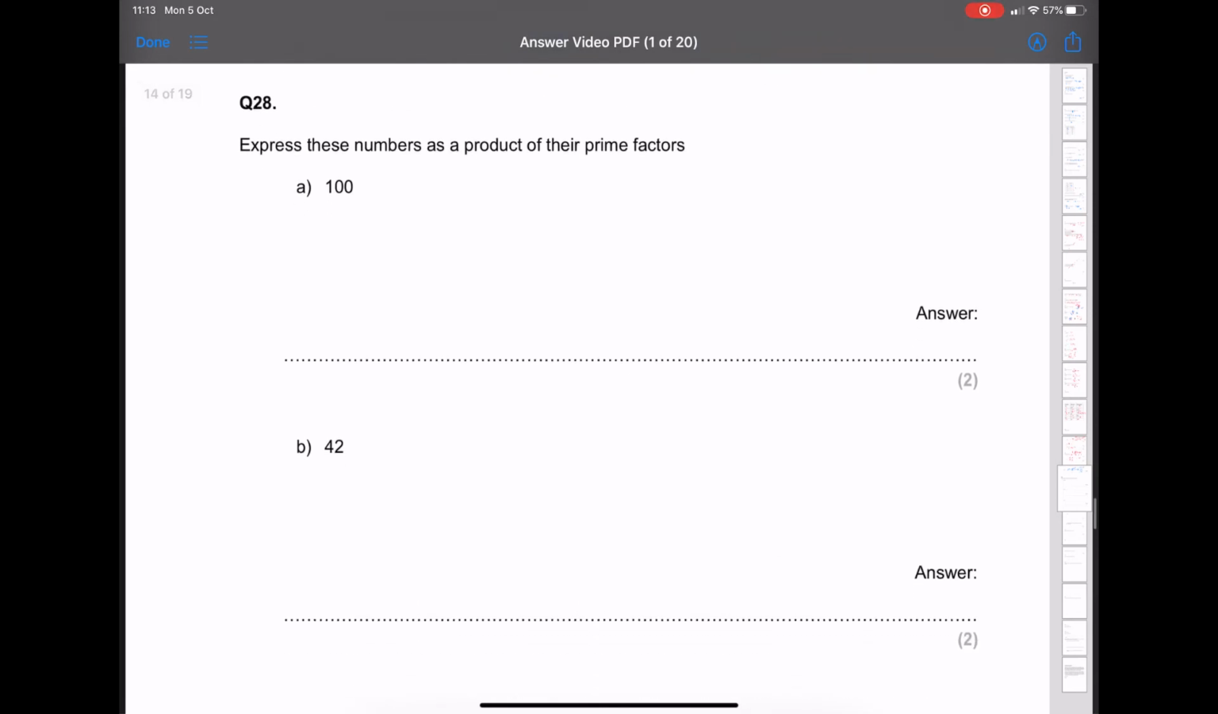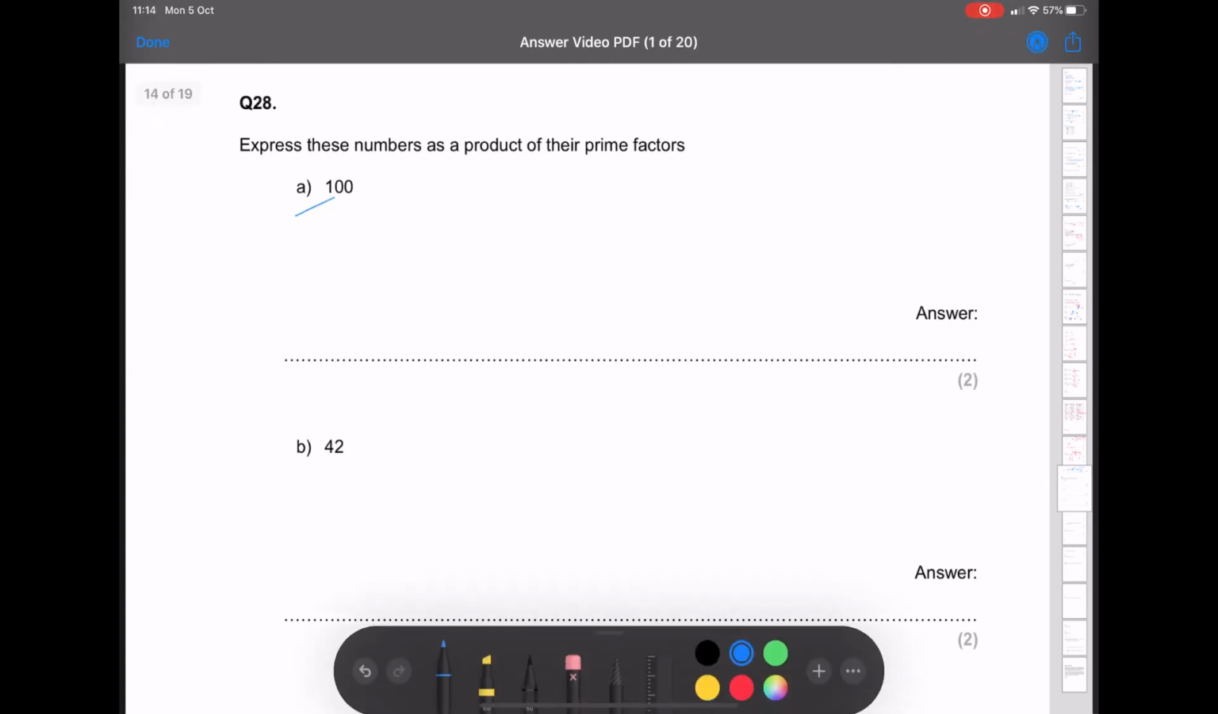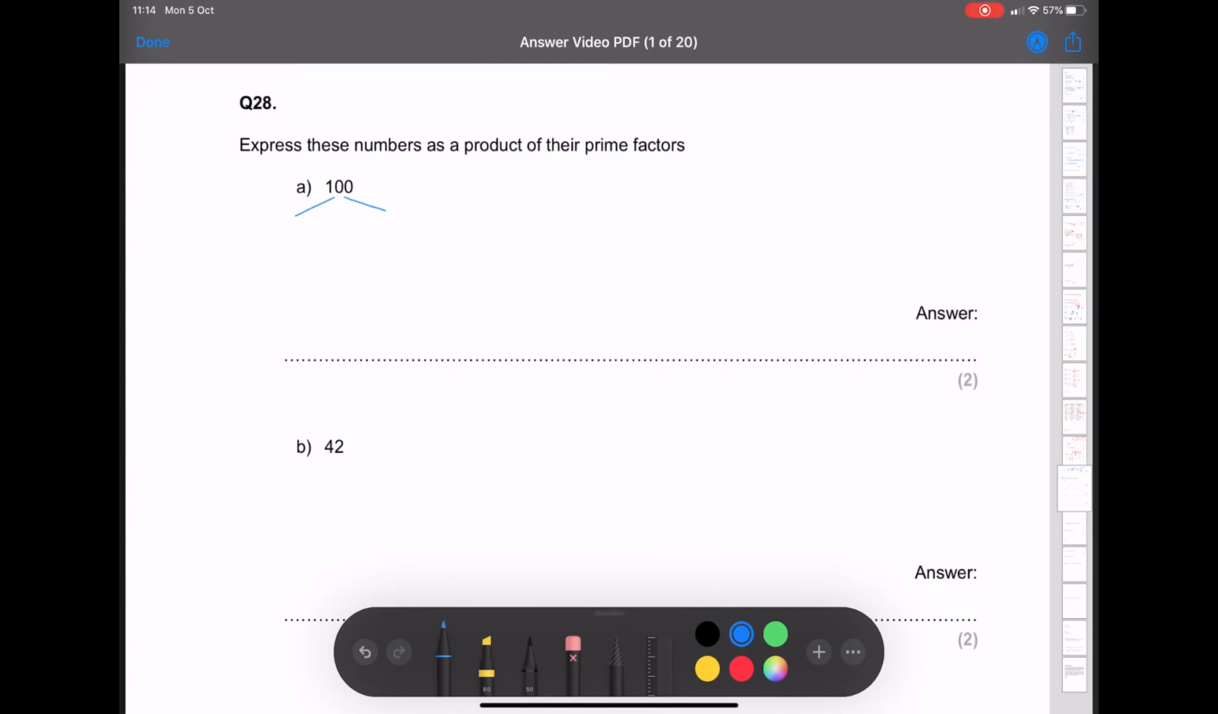Okay, so question 28 then. Now, people did struggle with these, so let's just go through them in more detail. So, express these numbers as a product of their prime factors. So, all that means is you've got to just quickly think of two numbers that make 100 and keep dividing down until you can't go any further. Okay? So, 100 can be split into 50 and 2 if you want, because 50 times 2 is 100. Or you could have split it into 10 times 10, because that's also 100. We'll stick with the 50 and the 2.